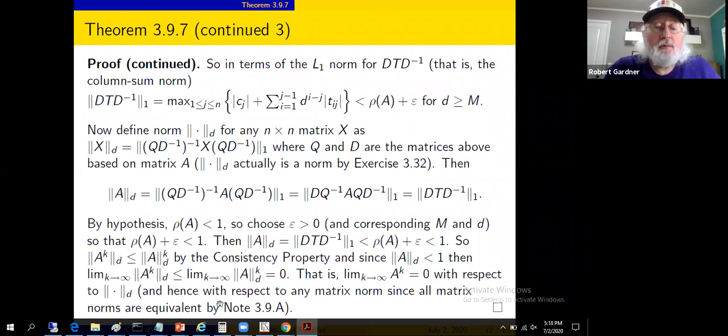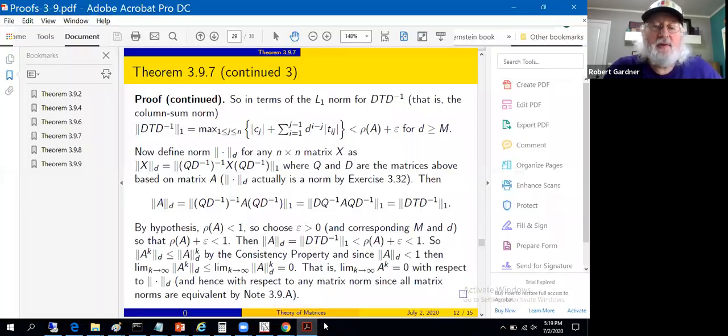So, with respect to matrix norms, since all matrix norms are equivalent, we can draw the general conclusion. But we've got the norm going to 0, so the matrix must go to 0 as well. The limit as K approaches infinity of A to the K must equal 0. And that was the converse. Okay, so back to the notes.